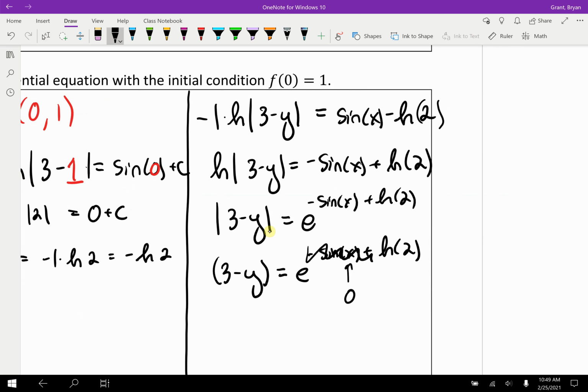You're left with e to the natural log of 2. Those cancel and give you 2. If you substitute 1 in over here, and apologies for the bells, I'm recording at school, if you substitute the 1 in over here, 3 minus 1 is also 2. So I think the left side and the right side are equal here.